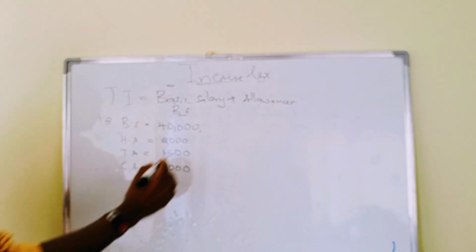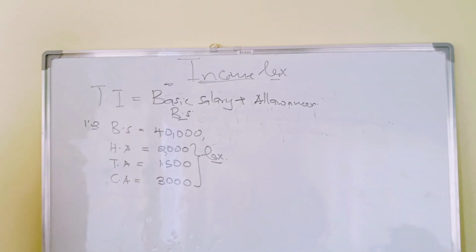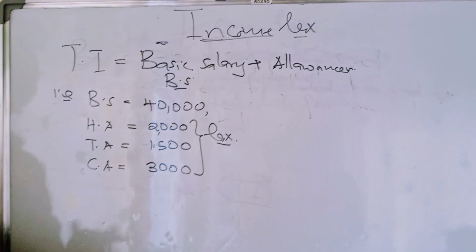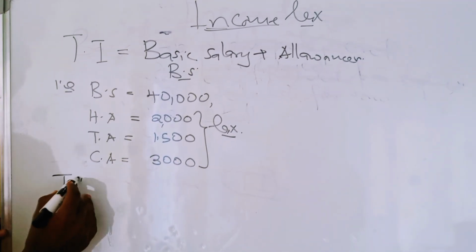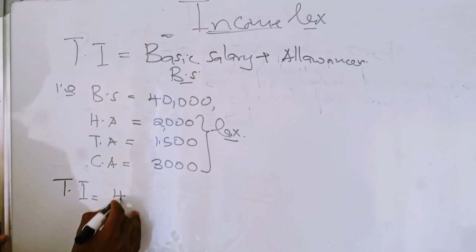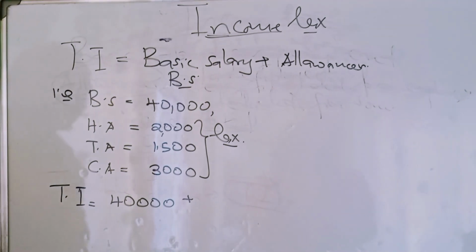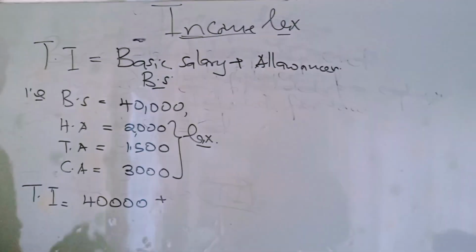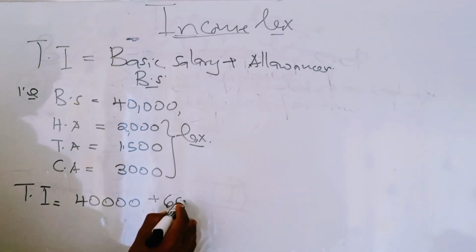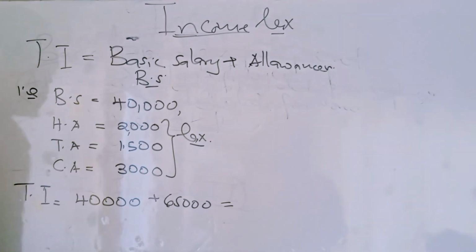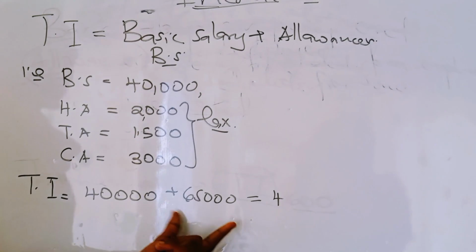Remember, we said that these allowances are taxed. So at the end of the day, the amount of money this employee is going to be taxed on is, taxable income equals basic salary, which is 40,000, plus total allowances. The allowances add up to 2,000 plus 3,000, that is 5,000, plus 1,500, which equals 6,500. So the taxable income is 40,000 plus total allowances, which is 6,500.